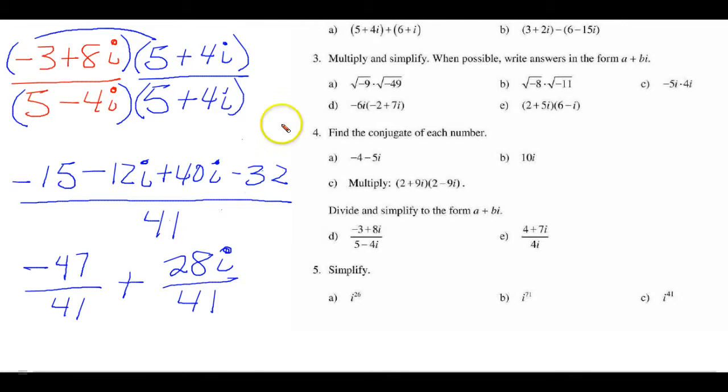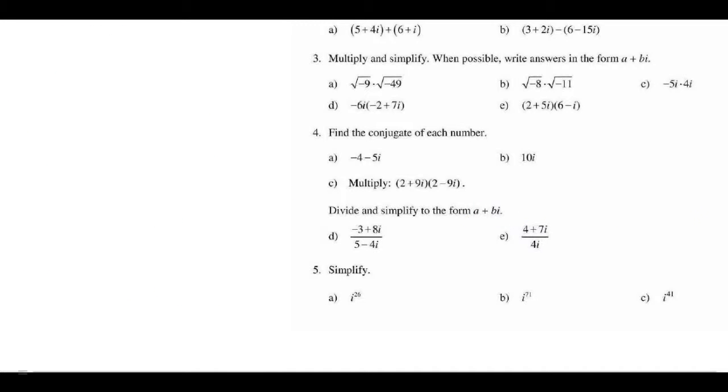Now keep in mind that these are to be written in the form, again, a plus bi. You cannot have it all over the 41. You have to separate it into the real number here and the imaginary number here. And if you could do some canceling in here, that would be needed, but none can be done, and this is the answer. Again, you could put the negative sign there instead of up there, but that's okay. All right, let's go on.